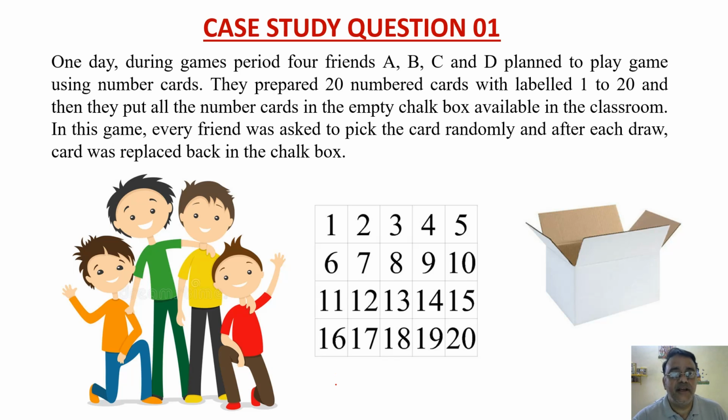One day during games period, 4 friends A, B, C and D planned to play a game using number cards. So they prepared 20 number cards labeled from 1 to 20. And then they put all the number cards in the empty chalk box available in the classroom. In this game, every friend was asked to pick the card randomly, and after each draw, the card was replaced back in the chalk box. So this is the context, and based on this, let us start with the questions.